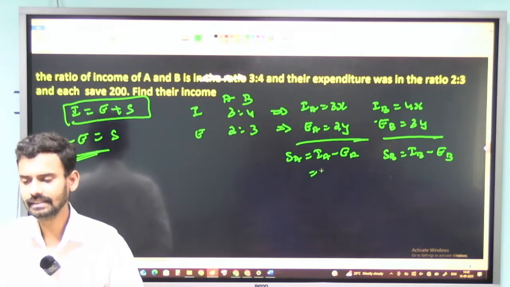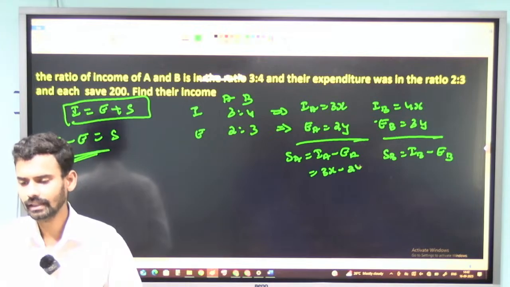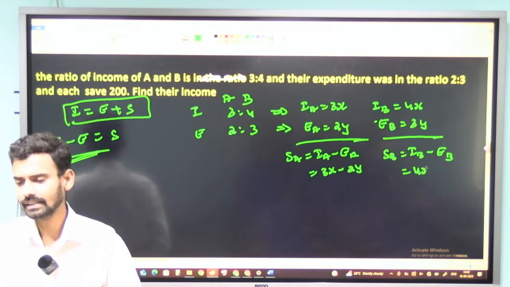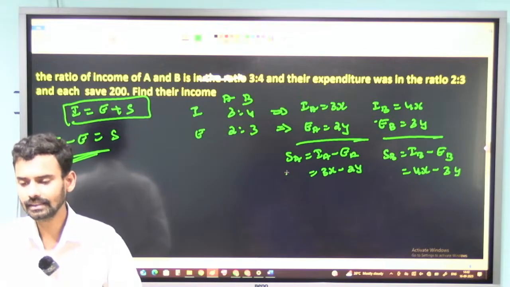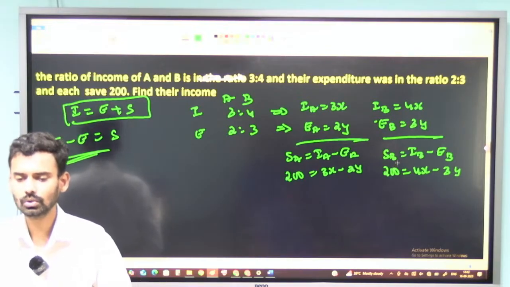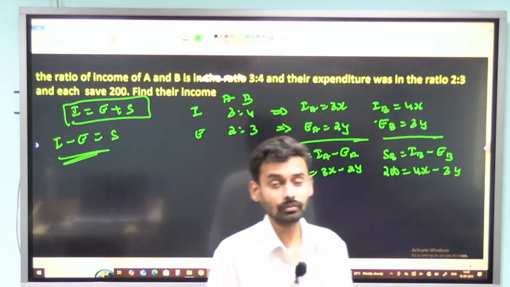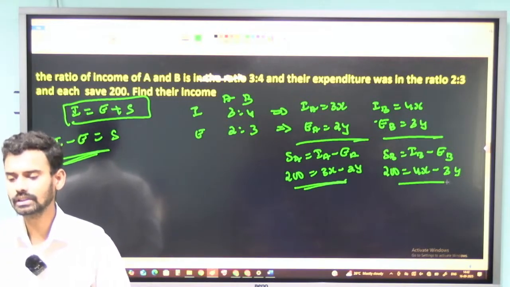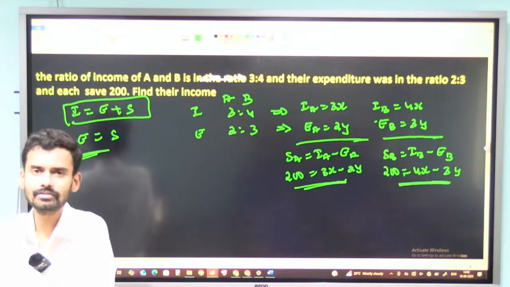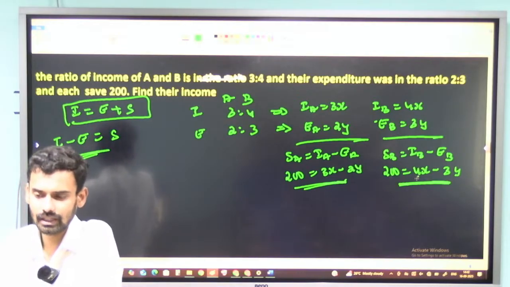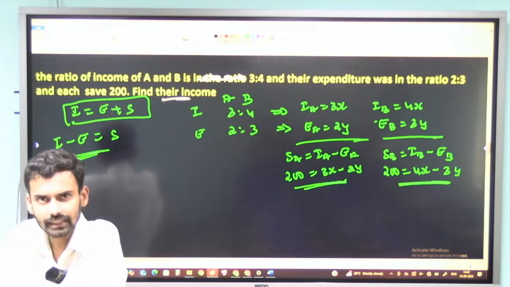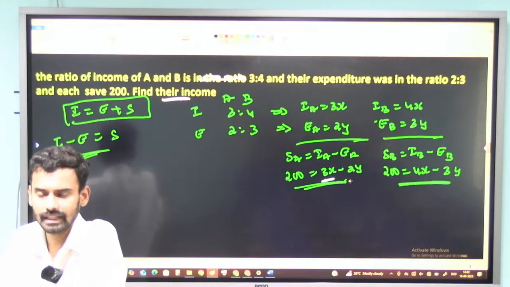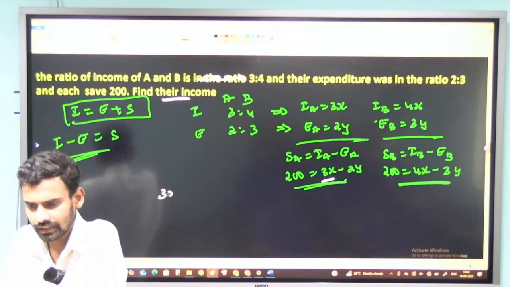Now income of A is 3x and expenditure of A is 2y. Then here income of B is 4x and expenditure of B is 3y. Now this is equal to 200 and this is also equal to 200, because from the question both of them save 200 rupees each. Now this is the case of two unknowns and two equations. So we can apply the concept of simultaneous equations and we can get the values here. As we see, the question is asking for income. We can solve for x and get the values of their income. So let me solve this. 3x minus 2y is equal to 200 and 4x minus 3y is equal to 200.